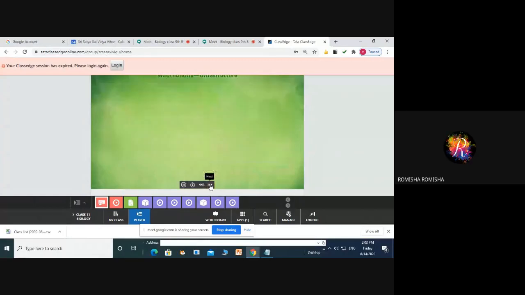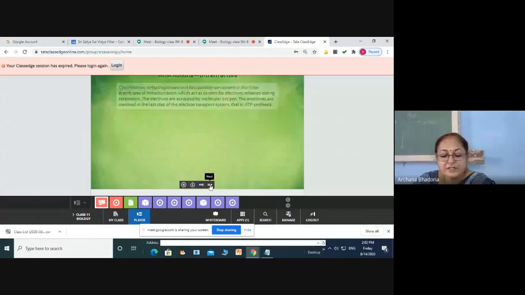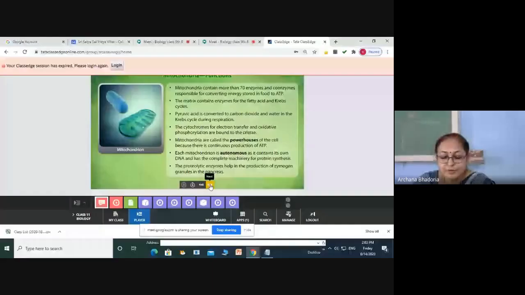Ma'am, can you repeat the last line? Last one. The matrix contains, it is a homogeneous fluid and it contains DNA, ribosomes, and enzymes needed for cellular respiration.